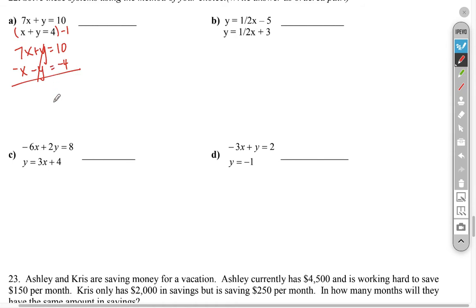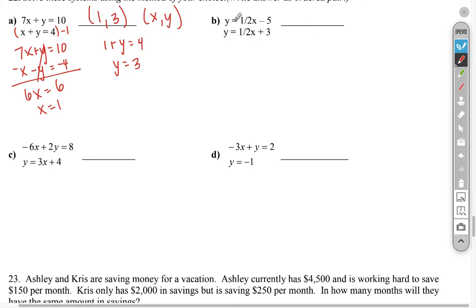Then our y's cancel out. 7x minus x leaves us with 6x. 10 minus 4 gives us 6. We divide by 6, so x equals 1. Then we can plug this x value back in and solve for y. So we have 1 plus y equals 4. We're going to subtract that 1, so y equals 3. So our solution here is 1, 3. Remember, ordered pairs are written x, y.